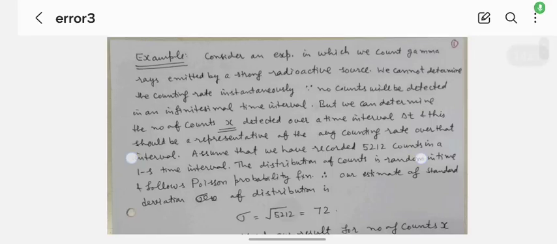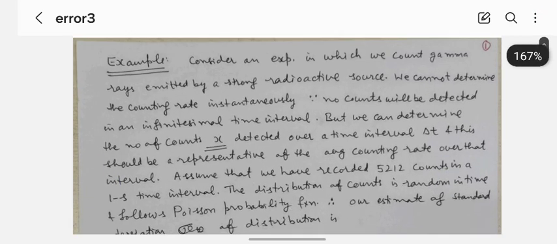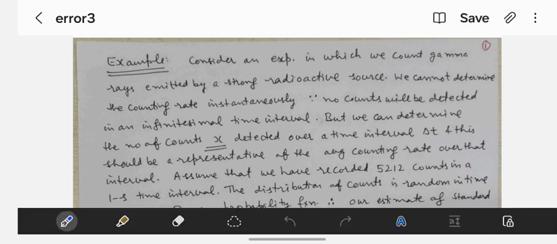Okay, guys, this is lecture 3 for the error analysis. In the last lecture, we studied the error propagation formula. In this lecture, we're going to study some examples of that which were asked in recent examinations, the previous years. Okay, so let's see.